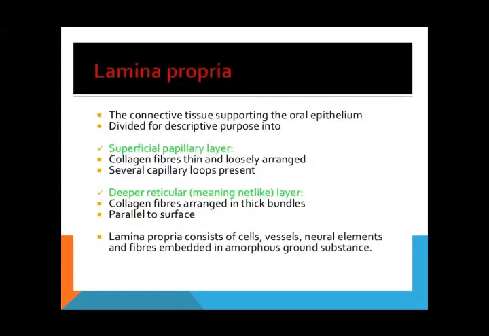The connective tissue supporting the oral epithelium is divided, for descriptive purposes, into a superficial papillary layer, where collagen fibers are thin and loosely arranged and several capillary loops are present, and a deeper reticular, meaning net-like, layer, where collagen fibers are arranged in thick bundles parallel to the surface. Lamina propria consists of cells, vessels, neural elements, and fibers embedded in amorphous ground substance.